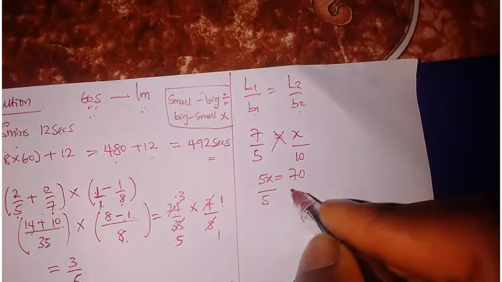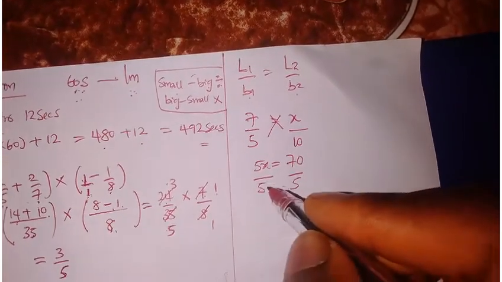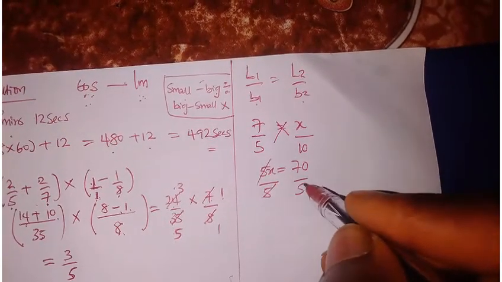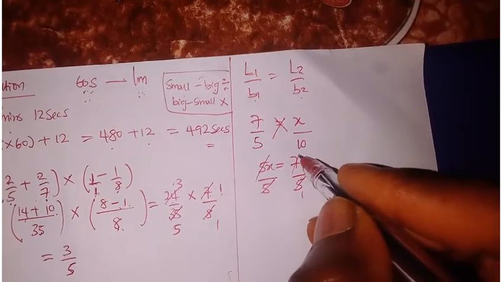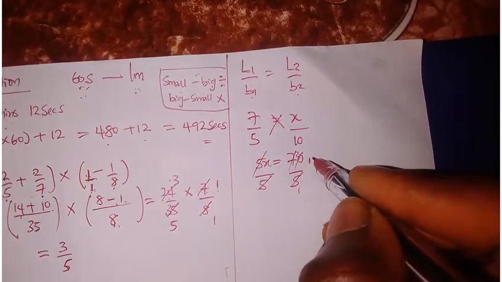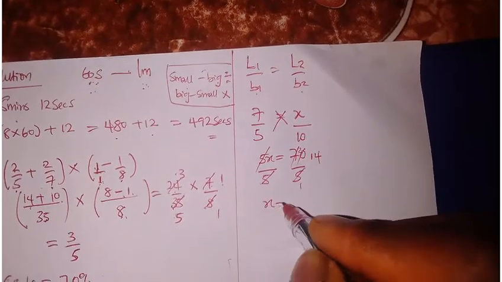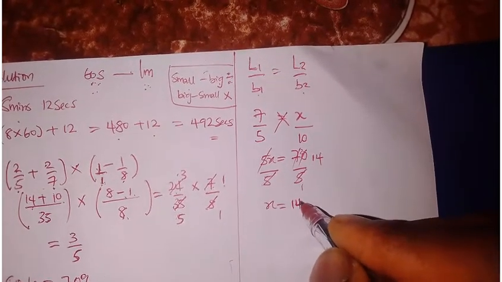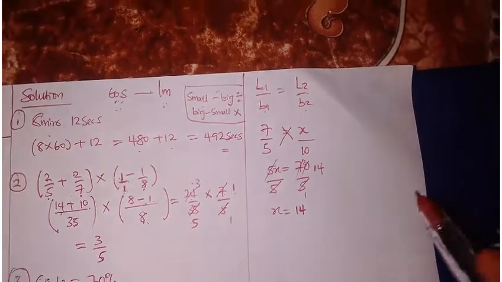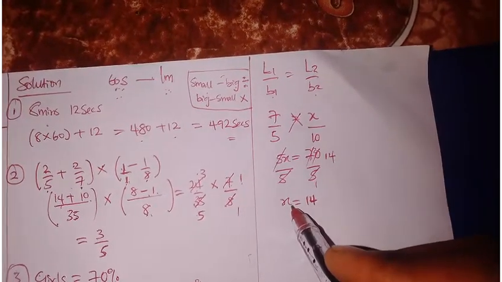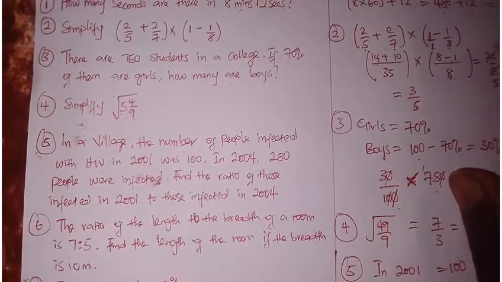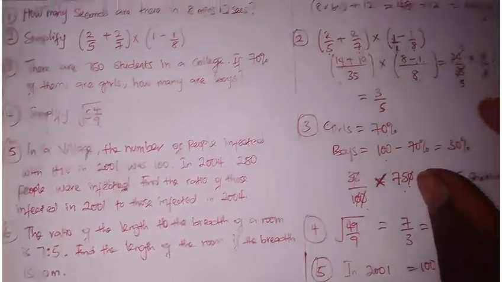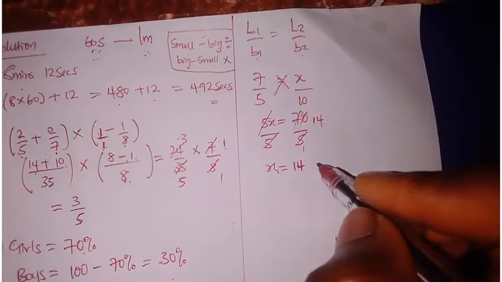Divide both sides by 5 to get x. On dividing, this cancels this. 5 and 5 is 1, 5 and 7 is 1. Another 2, 5 and 20 is 4. So my x equals 14. So in which case, it means that the length of the second room is 14. This is my length then.